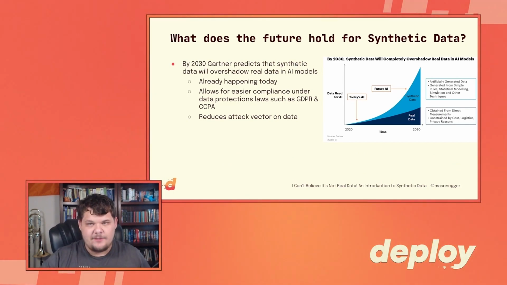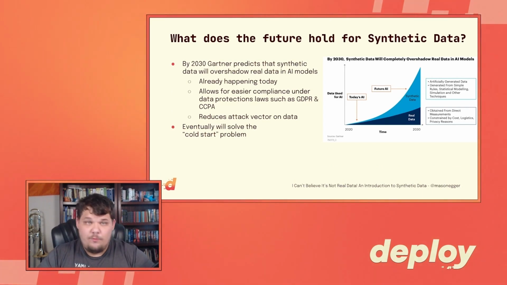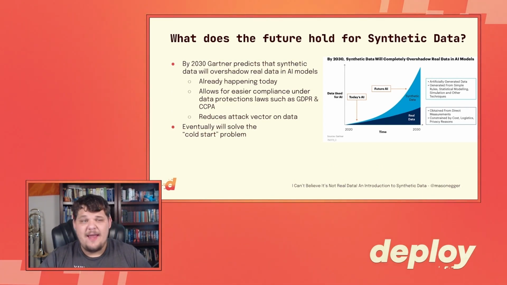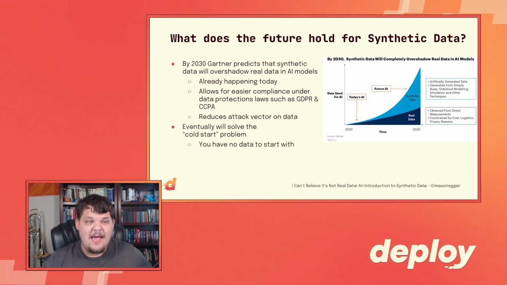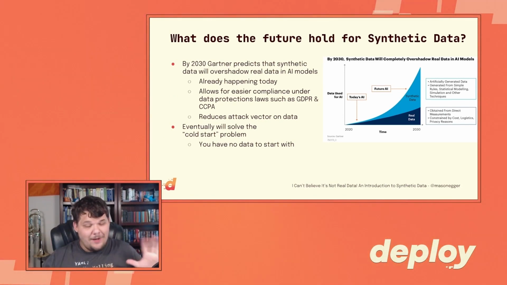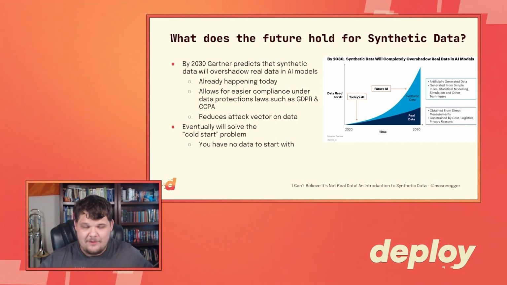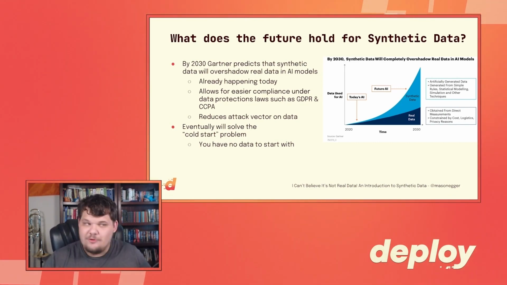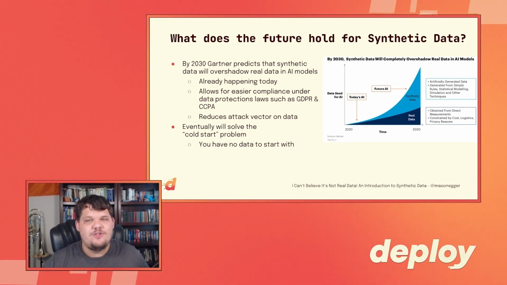You've reduced an attack surface. And eventually, this is a problem that synthetic data is working on right now, solving the cold start problem, which is how do you start when you have no data? This is still really cool, and I'm looking forward to seeing how it's solved. But just what do we do when you have no data? Where do you start then?